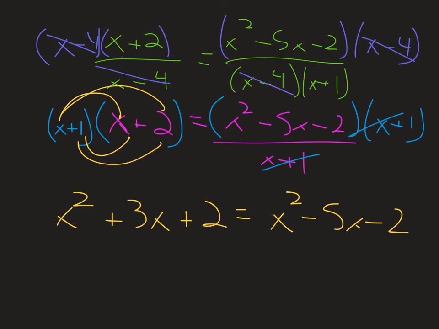And let us go ahead and solve this equation now. So let's subtract x squared from both sides. Those go away. Let's add 5x to both sides, that's 8. And let's subtract 2 from both sides, so that's negative 4. So x is negative 1/2. Once again, it would be a good idea to plug that back in and see if we have the right answer. That is your job.